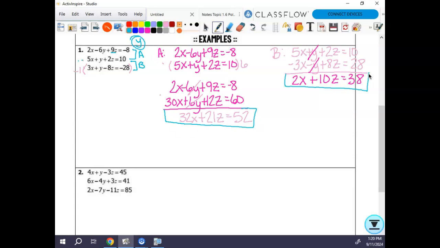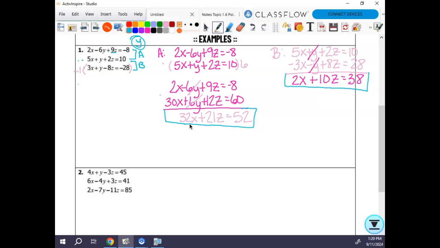So I'm using these two. Which variable would be easiest to eliminate here? X. And it is kind of a matter of opinion what's the easiest, but I would choose X. I mean, again, you don't have to. So I would choose X, and that means I'd multiply that one by a negative 16. Would you agree with that?